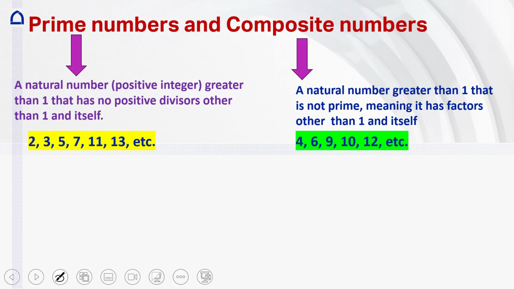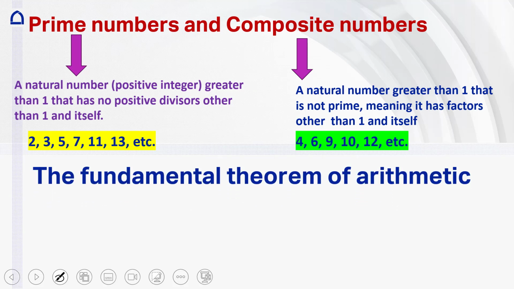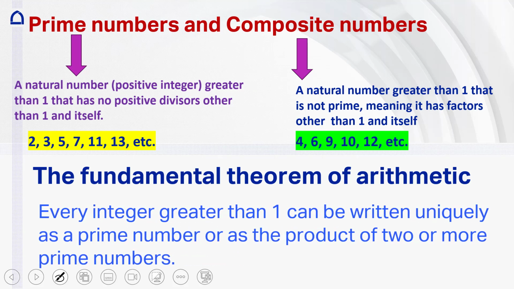Yes, 4 can be divided by 2 and 4 and 1. 6 can be divided by 1, 2, 3, and 6. Okay, now we know the composite is the opposite of the prime. Let's go for the fundamental theorem of arithmetic. Every integer greater than 1 can be written uniquely as a prime number or as a product of 2 or more prime numbers.